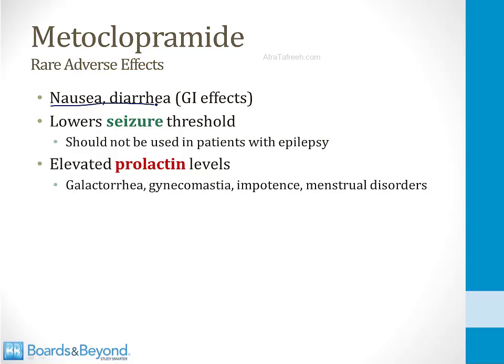This is easy to remember because, like I told you before, it stimulates GI motility. In addition, metoclopramide lowers the seizure threshold, so it should not be used in anyone who's got a history of seizures or epilepsy. And then finally, it can elevate the prolactin levels because, you may know, dopamine inhibits prolactin release, so when you block dopamine, prolactin levels may rise. This could potentially cause galactorrhea, gynecomastia, impotence, or menstrual disorders.